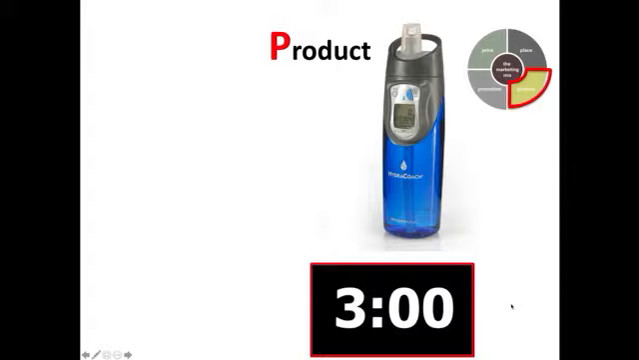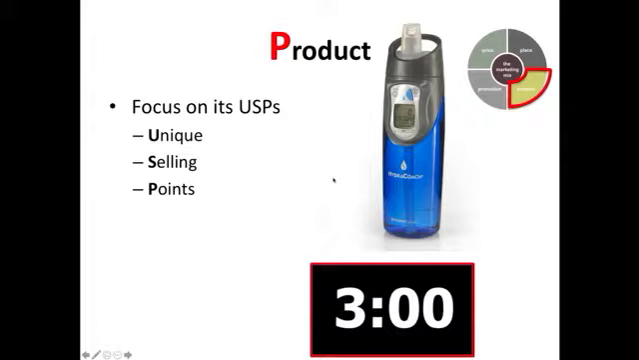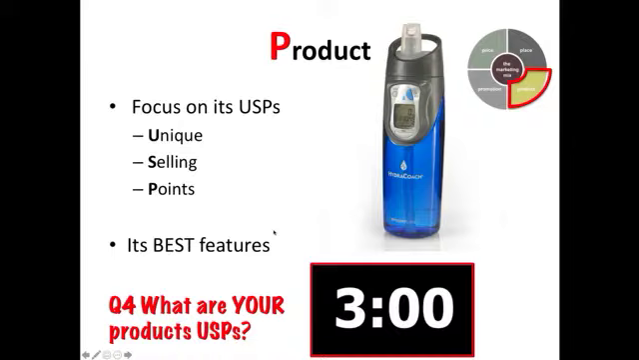So the first P that we're going to look at is your product itself. What you need to do at the start is focus on its USPs. Those are its unique selling points. That might be its best features. So for example, this product has got a readout for temperature, it keeps track of how much you're drinking, it's attractive, it's easy to carry, it's easy to drink from. All of those are its unique selling points. So what I'd like you to do now is try and list your idea, your product's unique selling points. Good luck.